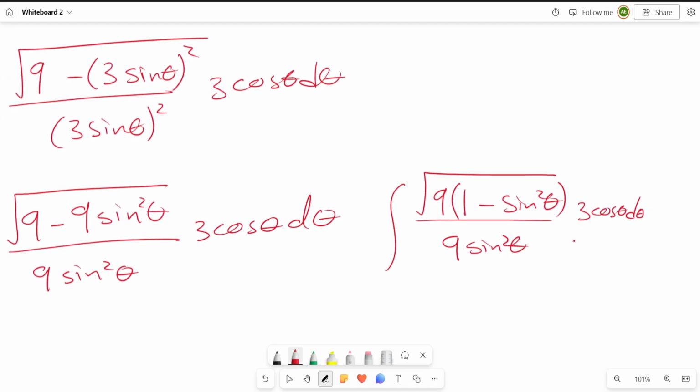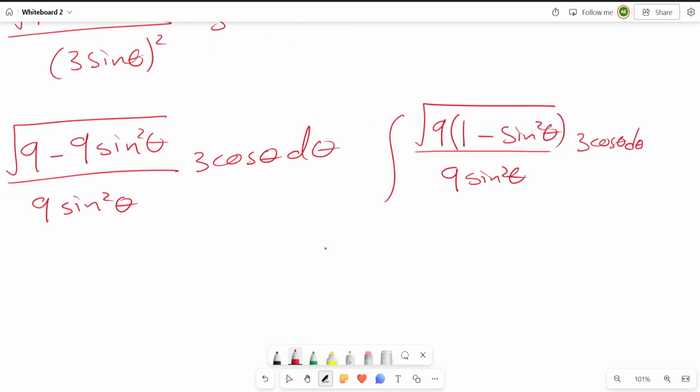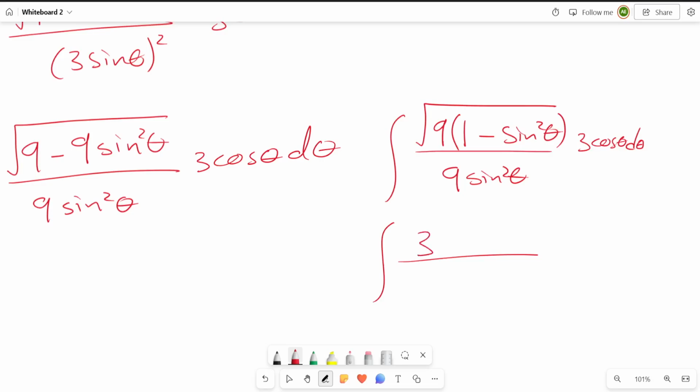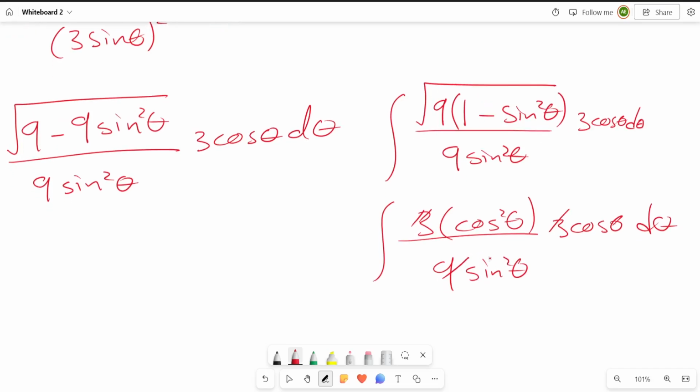Now I can take the square root of this 9, so it becomes the integral of 3 times the square root of cosine squared theta over 9 sine squared theta times 3 cosine theta d theta. Here, 3 times 3 is 9, so I have a 9 on top and a 9 on bottom. I can cancel everything. Only the 9 came out of the square root and became a 3; the rest is under the square root.